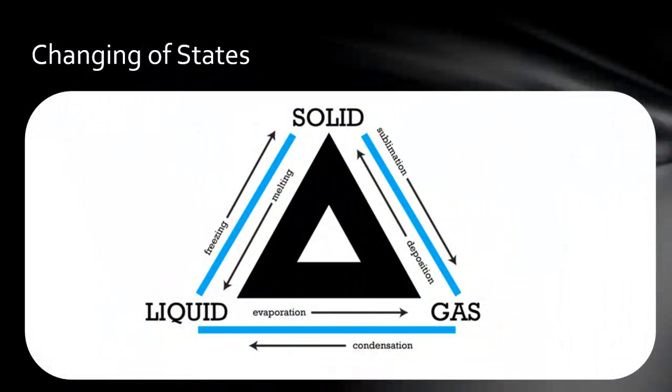Each phase of matter can turn into the other phases of matter directly. From a liquid, we can turn into a gas, and it's called evaporation. A liquid into a solid is called freezing. A gas into a liquid is called condensation. A gas into a solid is called deposition. From a solid into a liquid, it's called melting, and a solid into a gas is called sublimation. Write this diagram down in your notes so that you know what these terms mean.